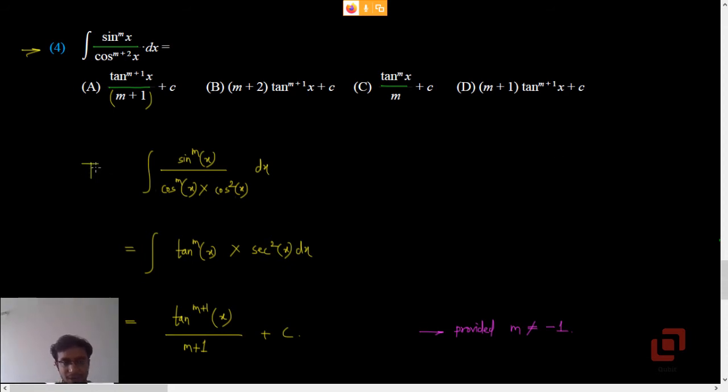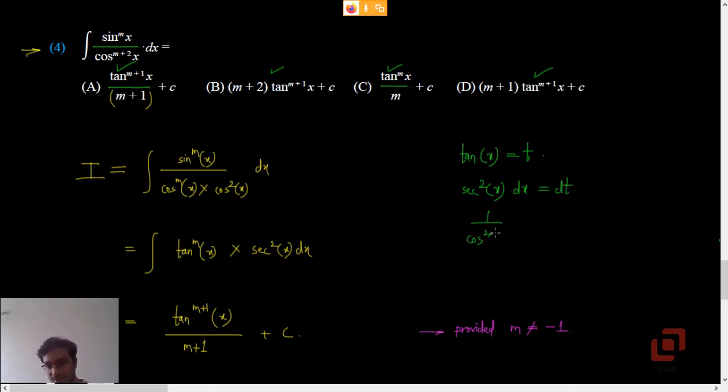First step, as usual, write down the given integral. Okay, now the presence of tan in all four options is an indicator that you might be required to substitute tan of x as t. Okay, then if tan of x is equal to t, you must have sec squared x dx as dt. And what is sec squared x? 1 upon cos squared x.